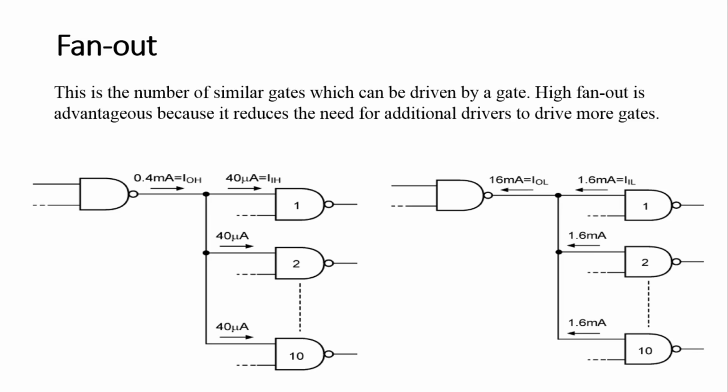This is the number of similar gates which can be driven by a gate. High fan out is advantageous because it reduces the need for additional drivers to drive more gates. So this is nothing but the connections of different NAND gates, connected in a configuration to obtain the high fan out.